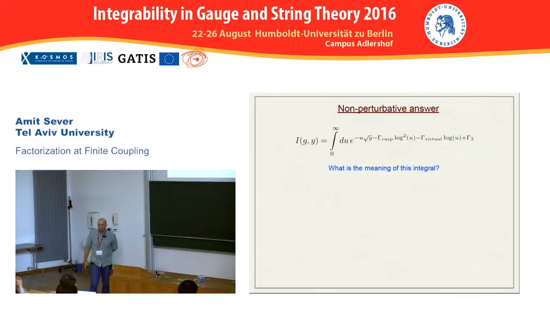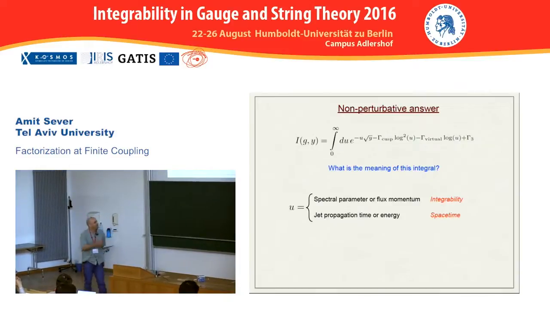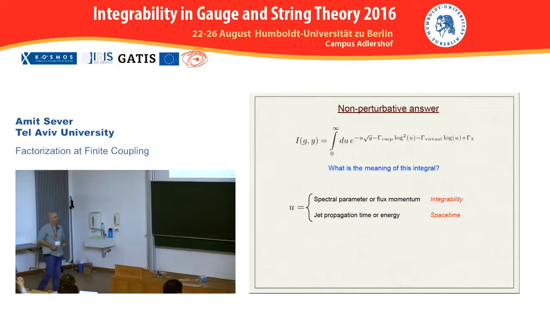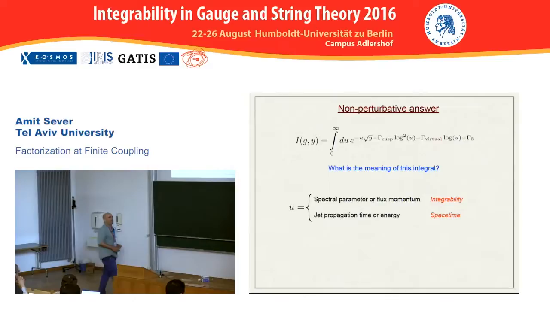Where did it come from? What we will see is that this parameter u, we first derive it from integrability, where it will be related to the spectral parameter in integrability, or the momentum of flux subexcitation. On the other hand, you can also identify it with some propagation time or energy, depending on which T-dual picture you are looking at. So what I want to do now is derive this integral starting from integrability, namely from the operator product expansion of scattering amplitudes or polygon Wilson loops.